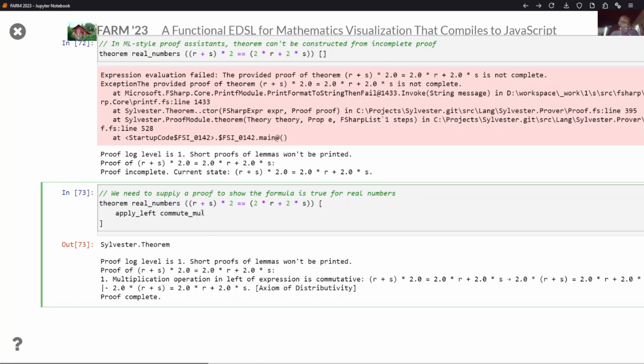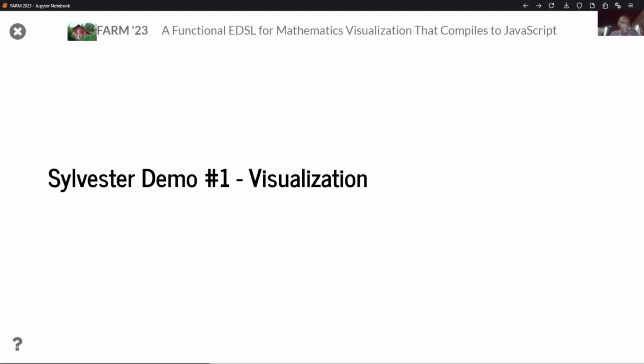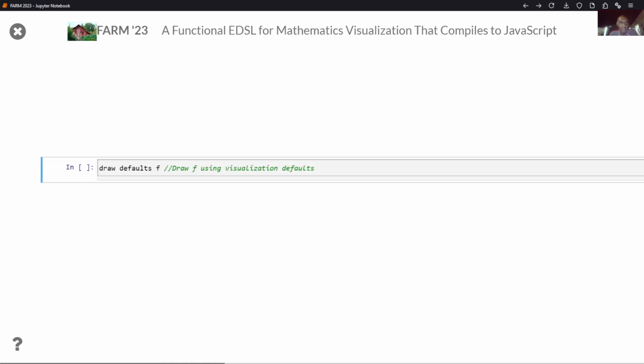This is a pretty simple theorem, but theories and theorems can range over the entire range of mathematical domains, from real analysis to linear algebra. There's no limit as to what sort of theorems you can express and prove using Sylvester. So we looked at the symbolic and logical operation of Sylvester. Let's look at the visualization aspect of Sylvester. That's what we're going to focus on today.